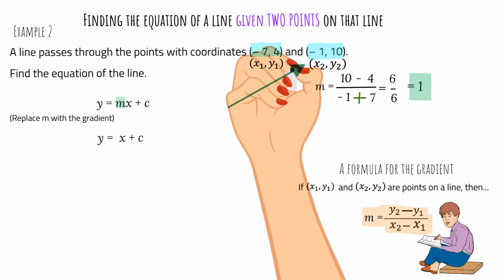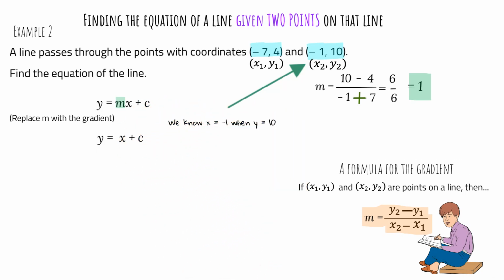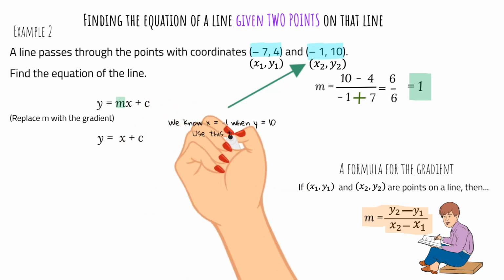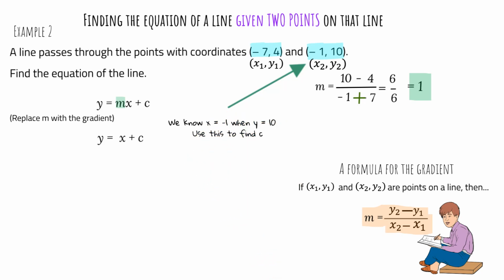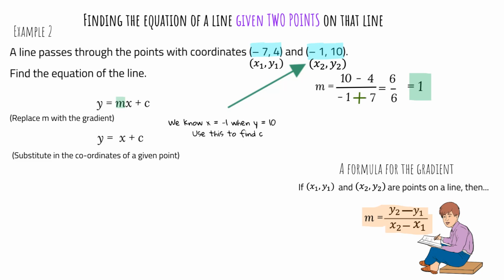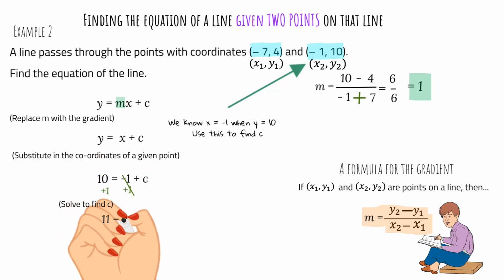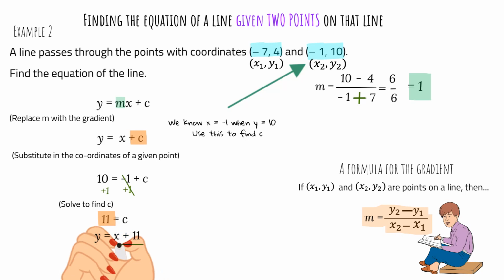And now to find c, I'm going to choose one of my coordinates. It really doesn't matter which ones we choose. I'm going to choose (-1, 10) and use that to find c. So I'm going to substitute in the coordinates of that given point, and I get 10 is equal to minus 1 plus c, plus 1 to both sides, and c is 11. I have found my straight line. It is y = x + 11.